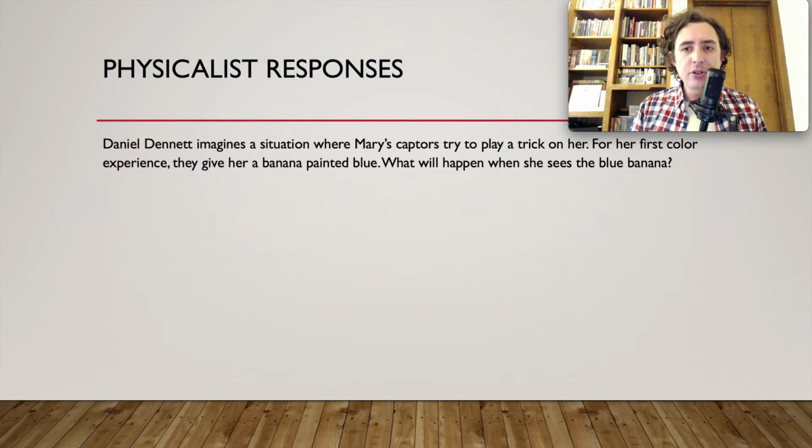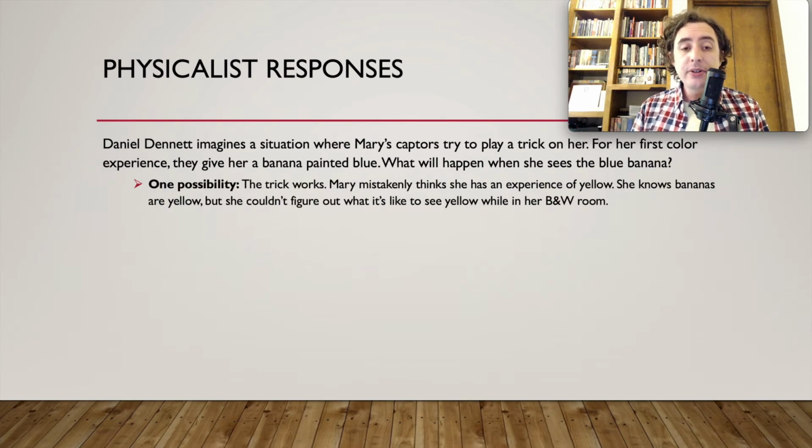But Mary's captors are going to play a trick on her, so they painted the banana blue without telling her. What's going to happen when she sees blue? One possibility is that the captors' trick will work. She's going to look at it, she's going to mistakenly think that she's having a yellow experience because she knows that bananas are yellow, but she couldn't figure out what it's like to see yellow while she's in her black and white room. So she doesn't know that what she currently feels in her mind is actually what it's like to see blue.